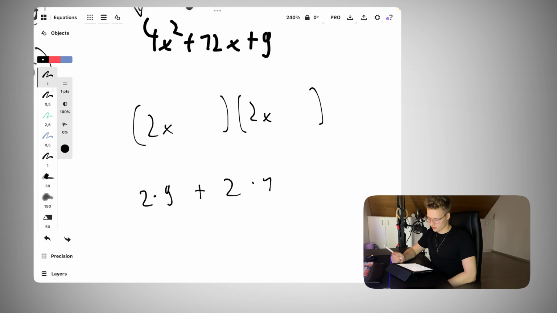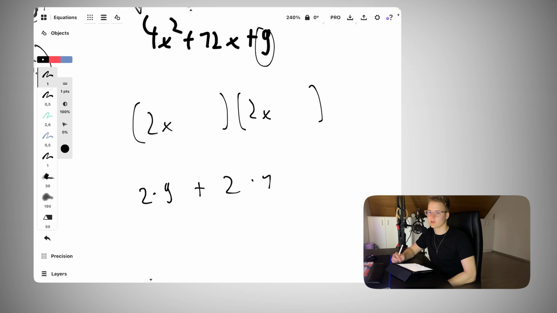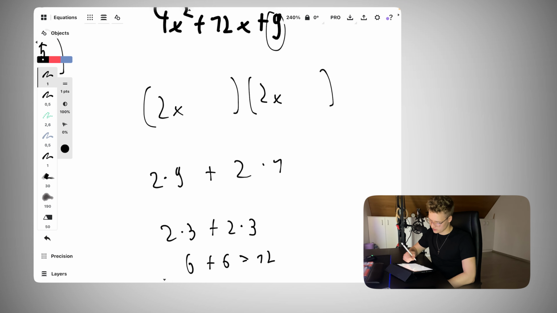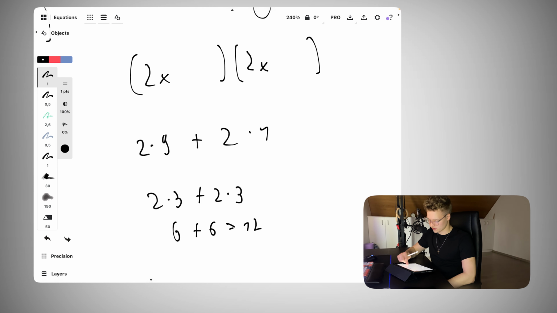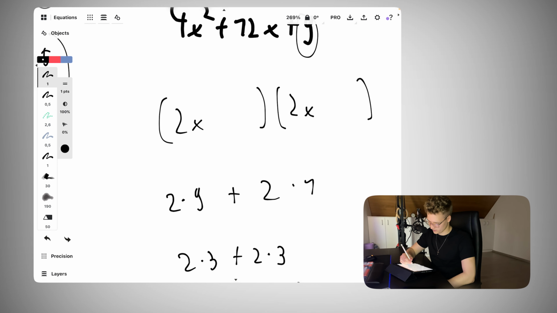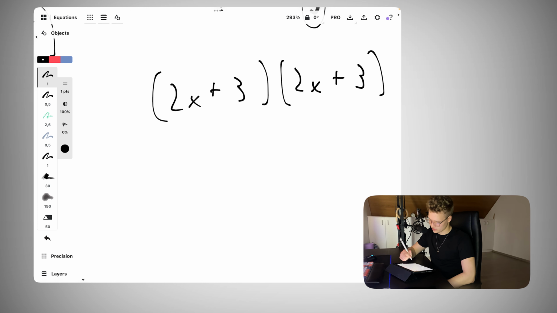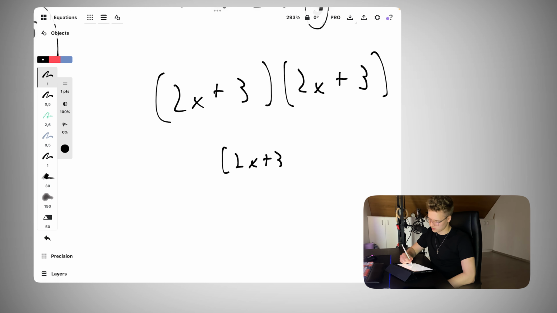Now, what about the other case? Well, if we, instead of 1 times 9, we use 3 times 3, well, then we have 2 times 3 plus 2 times 3, which is 6 plus 6, and that does equal 12, which gives us the solution. So we have plus 3 plus 3. And we see that this actually becomes 2x plus 3 to the power of 2.